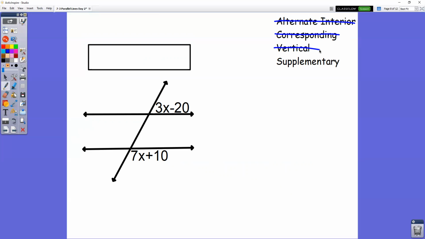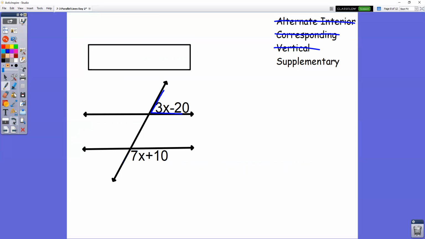Are they supplementary angles? Are they right next to each other, with one being acute and one being obtuse? Well, almost. All right, one is acute and one is obtuse. This angle is acute. This angle is obtuse. So they are different sized angles. Anytime that they are different sized angles, they have to be supplementary.